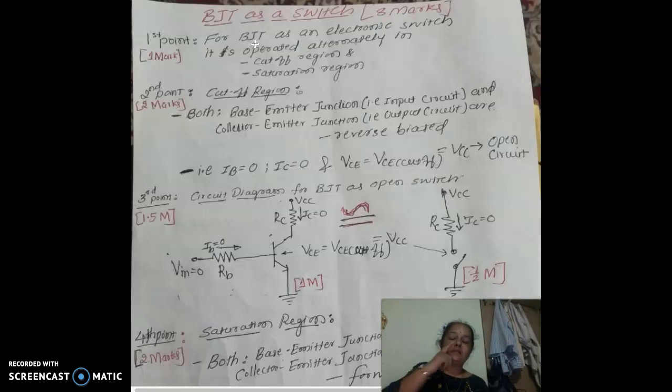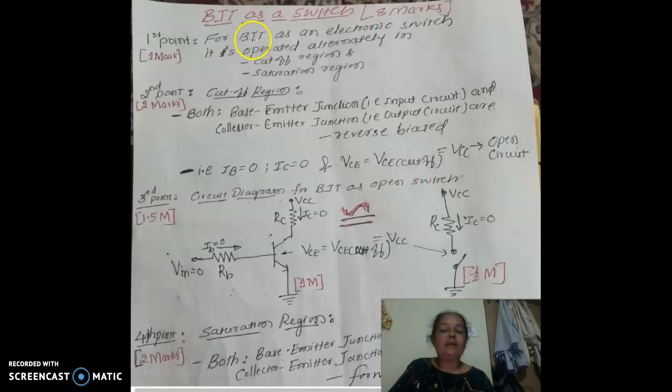It is commonly known to everyone that a BJT operates in the active region if it is to be operated as an amplifier. The active region wants the base emitter junction, the input circuit, to be forward biased, and the collector emitter junction, the output circuit, to be reverse biased. Input forward and output reverse, then the transistor works as an amplifier. But right now we are not interested in the BJT working as an amplifier. We are interested in the switch.